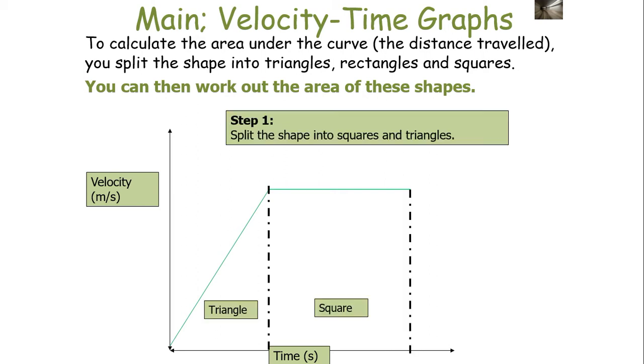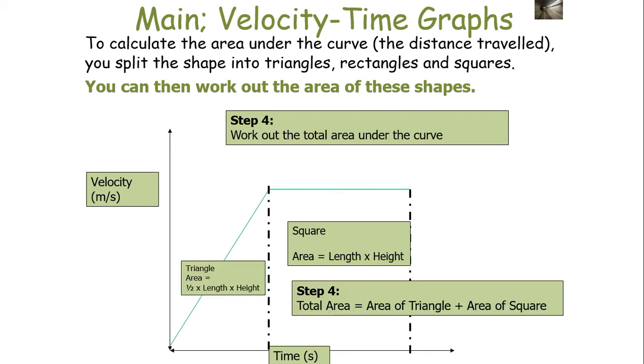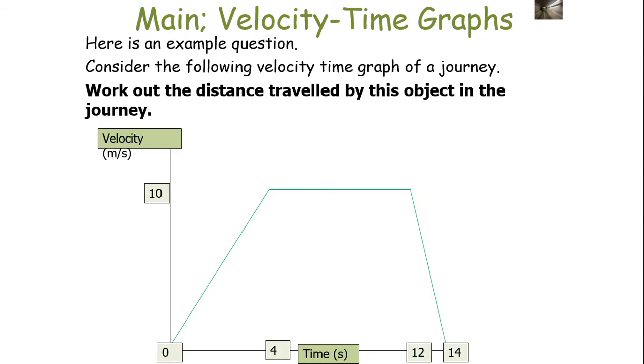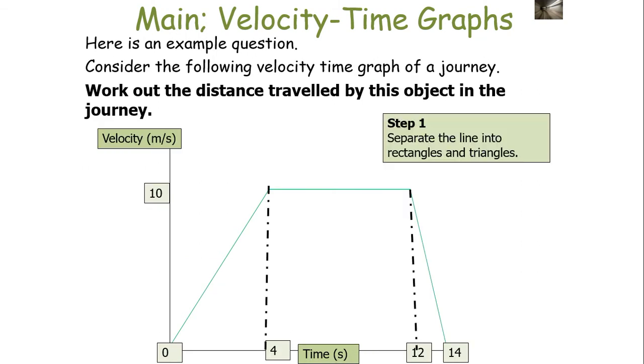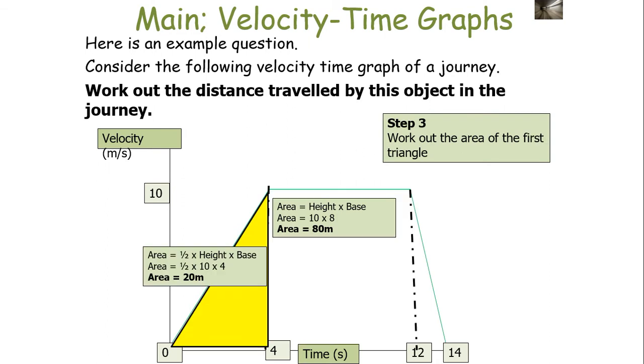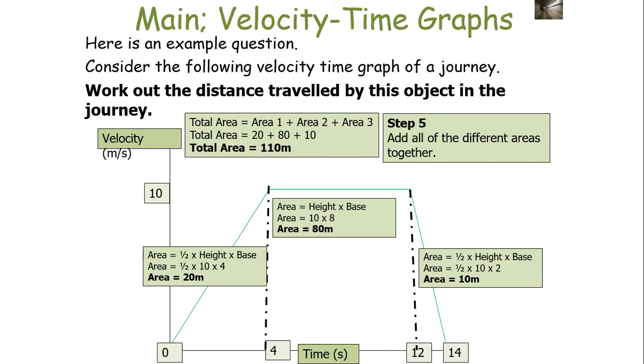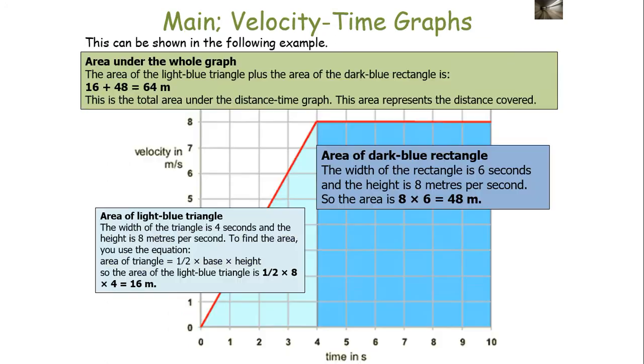So you split the shape into squares and triangles, you work out the area of the square, you work out the area of the triangle, you add the two together to get the total area. So in this particular example, we've separated our area into rectangles and triangles. We worked out the area of the rectangle, 10 times 8, 80. Work out the area of the first triangle, a half times 10 times 4, 20. Then we work out the area of the second triangle, a half times 10 times 2, 10. So we then add up all three to get our total area of 110 meters. So it works through like so.